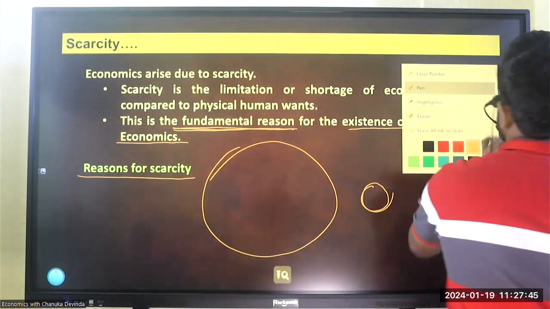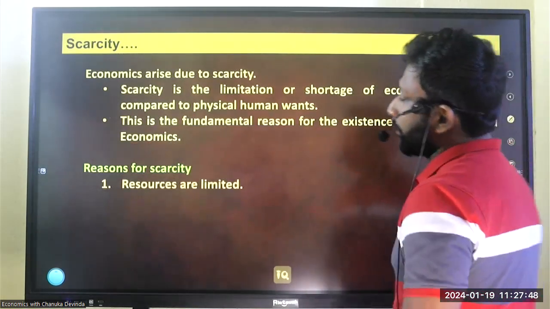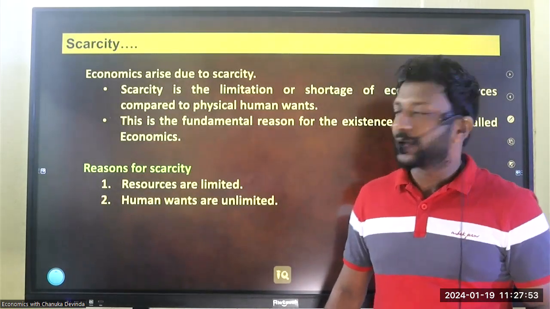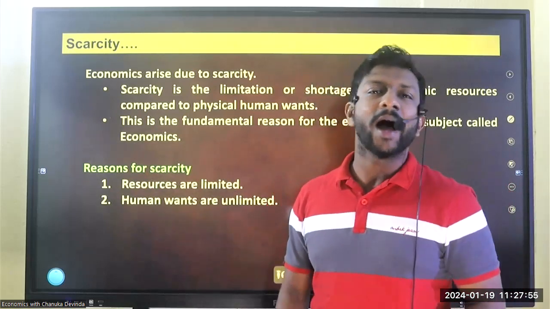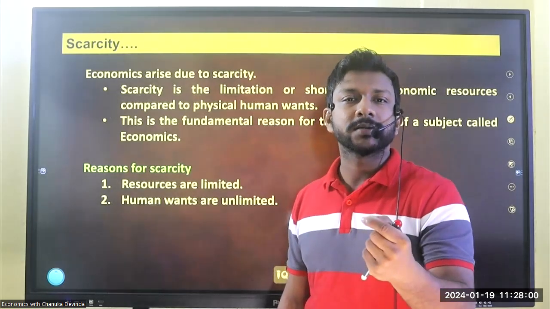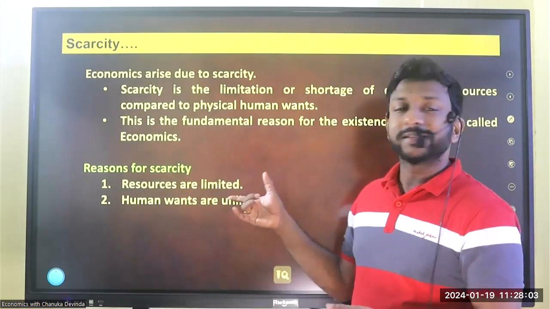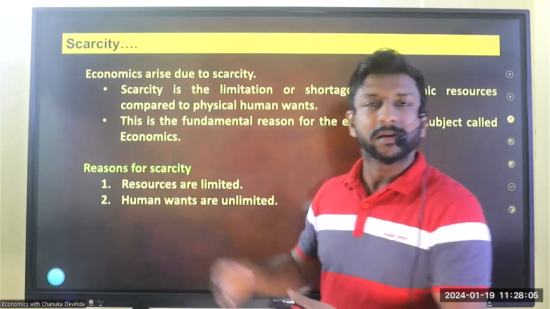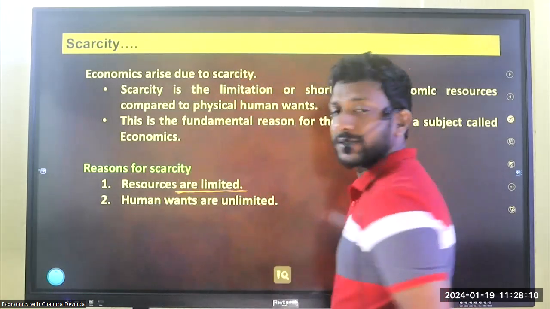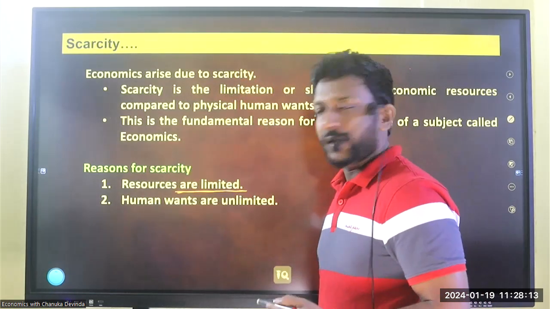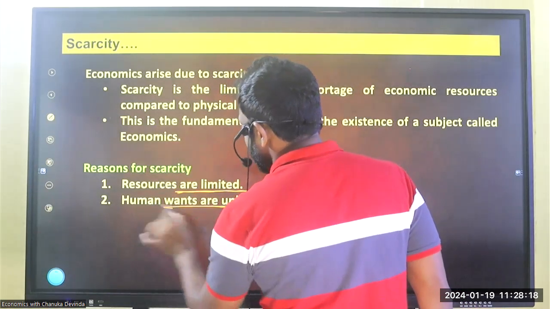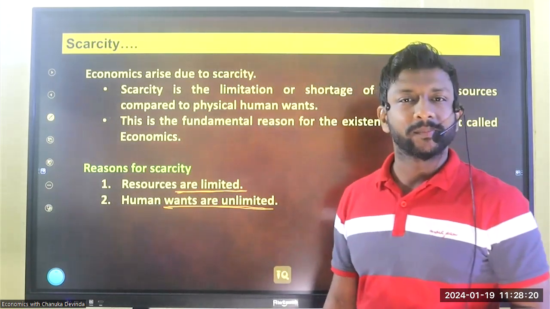Then, first one, resources are limited and human wants are unlimited. That's why scarcity is there. If there's no scarcity, no economics. If there are unlimited resources, no scarcity, right? If there are unlimited resources, then there's no scarcity, right? If there are limited human wants, there is also no scarcity.